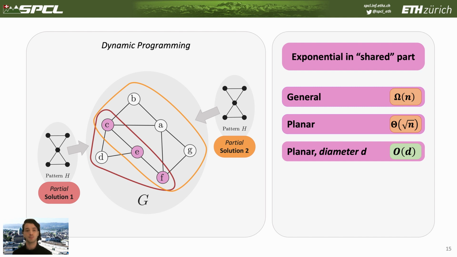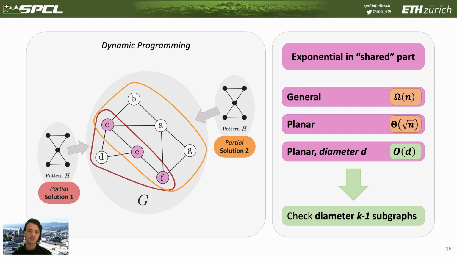Fortunately, planar graphs of bounded diameter can be efficiently decomposed. The runtime for the dynamic program is then exponential in big O of the diameter of the graph. Now, observe that every occurrence of the pattern is contained in a diameter k-1 subgraph of the target graph. Recall that k is the number of vertices in the pattern, and the diameter could, of course, also be smaller than k-1. So, to apply the dynamic programming approach, we want to cover the target graph with diameter k-1 subgraphs.